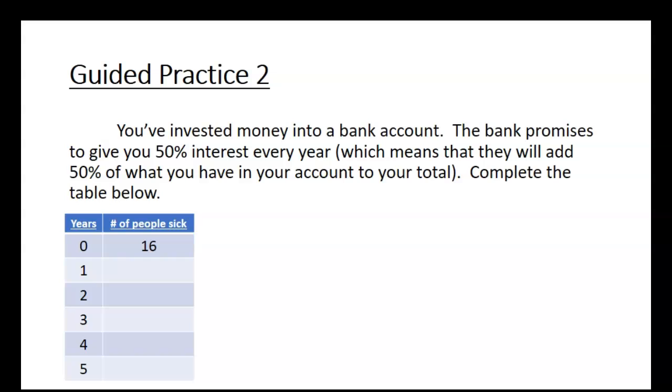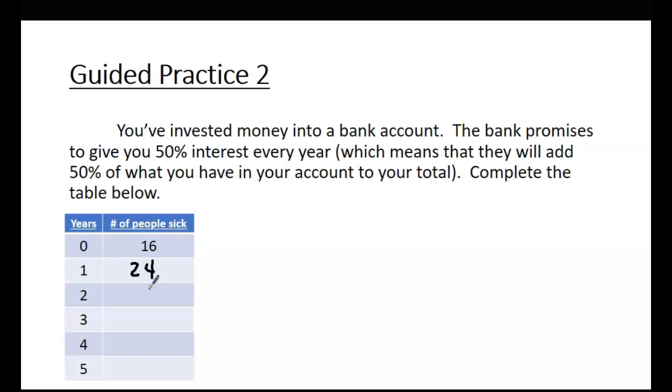Complete this table below. So let's say that you invested a whopping $16 into your account, right? 1 year has gone by. Does anybody know what the next number is going to be? It'll be 24. Why? Well, because remember they're giving you 50% of what you had. So I had 16, correct? So if you take half of 16, which is 8, and add that on, you get to 24.